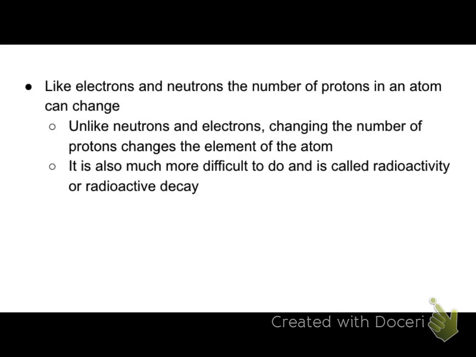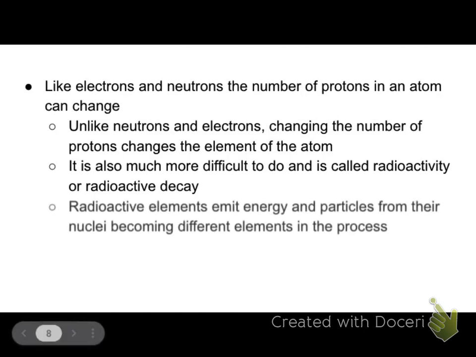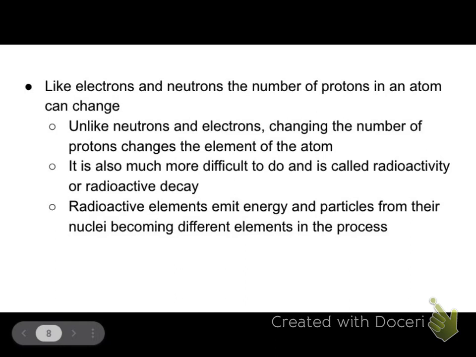However, sometimes this happens naturally. And you're going to say, well, if it's very difficult to do, how can it happen naturally? There are some elements who have a nucleus that has so many protons and neutrons in it that it becomes unstable. And when it becomes unstable, it will start to release particles from its nucleus. When the nucleus of an element emits particles and energy, we call that being radioactive. So you hear this called radioactivity or radioactive decay.